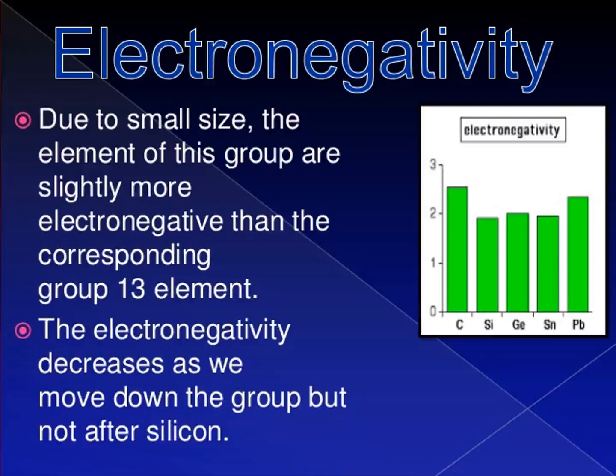Silicon, after that it increases, isn't it? From carbon to silicon, then there is an increase. So the electronegativity decreases as we move down the group. You understood? Due to the small size, the elements of this group are more electronegative.